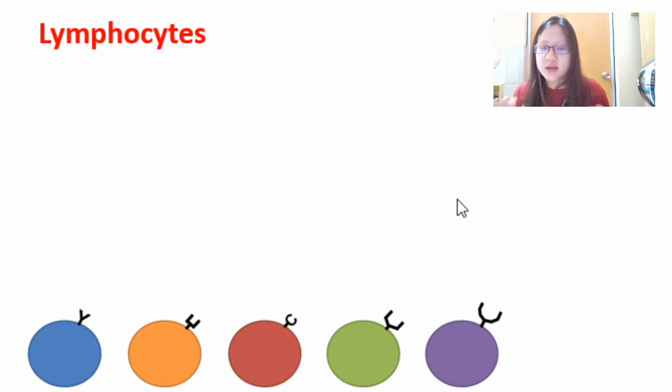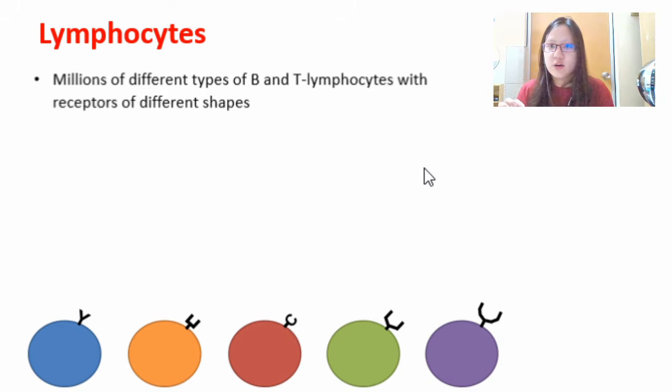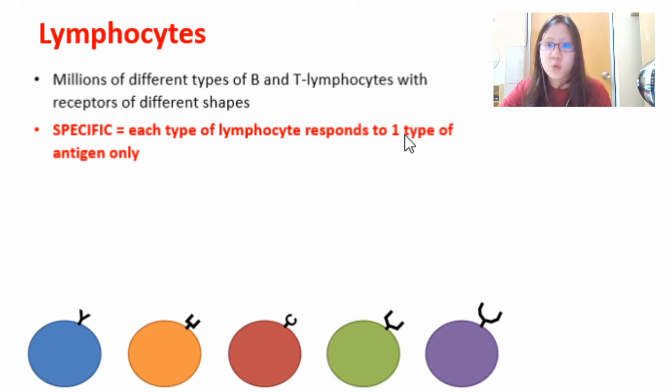So the same idea here, your body will have many types of B cells and T cells specific for different antigens. If there are millions of pathogens out there, it will have millions of types of B cells and T cells. Now, each type of lymphocyte would respond to only one type of antigen. This is why we say that lymphocytes are involved in specific response.